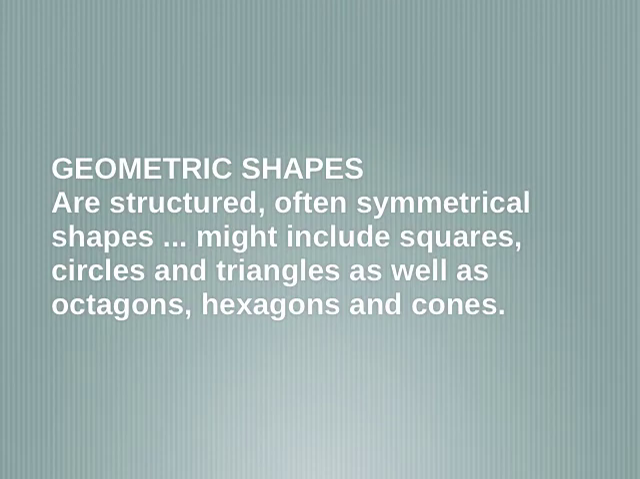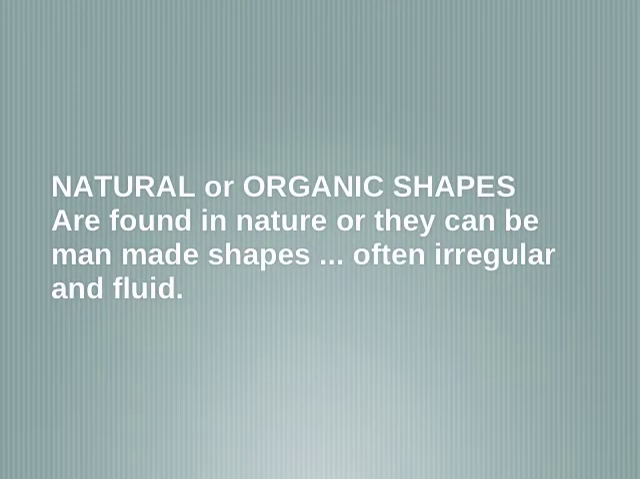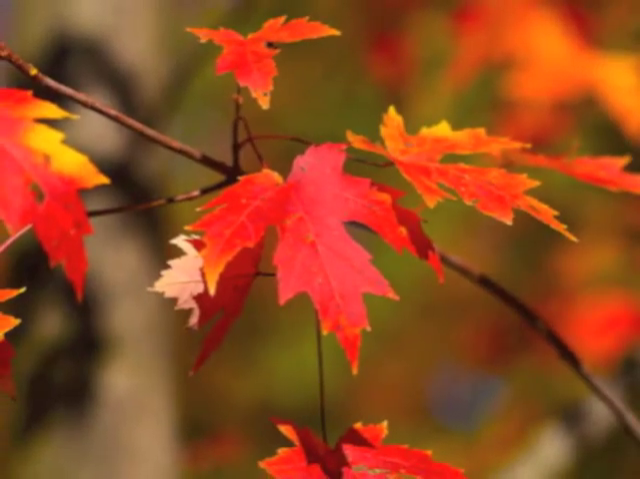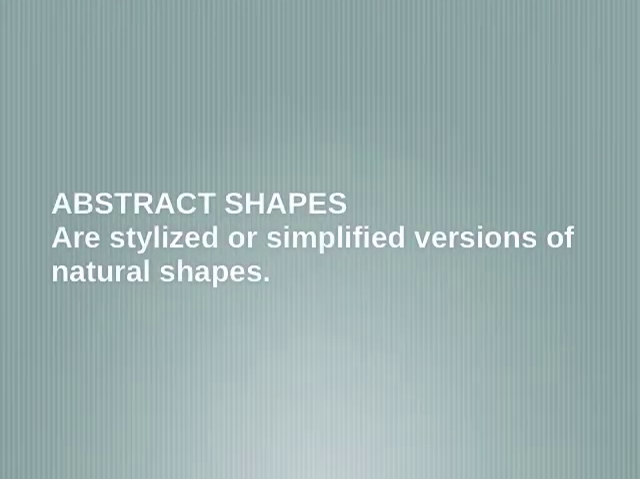Geometric shapes are structured, often symmetrical shapes. These might include squares, circles, and triangles, as well as octagons, hexagons, and cones. Natural or organic shapes are found in nature, or they can be man-made shapes. They're often irregular and fluid. Leaves are an example of a natural shape. Abstract shapes are stylized or oversimplified versions of natural shapes. Symbols found on signs, such as the wheelchair shape for handicapped access, is an example.